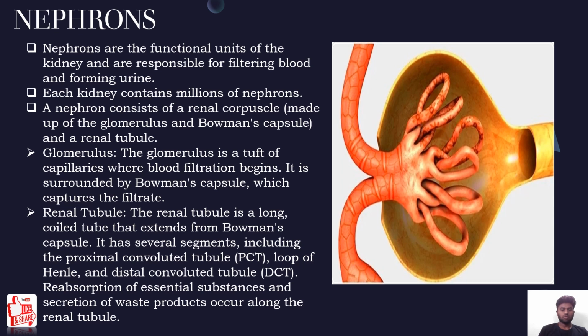Glomerulus. The glomerulus is the network of capillaries where blood filtration begins. It is surrounded by the Bowman's capsule, which captures the filtrate. Renal tubule. The renal tubule is the long coiled tube that extends from the Bowman's capsule. Its several segments include the proximal convoluted tubule, loop of Henle, and distal convoluted tubule. Reabsorption of essential substances and secretion of waste products occur along the renal tubule.